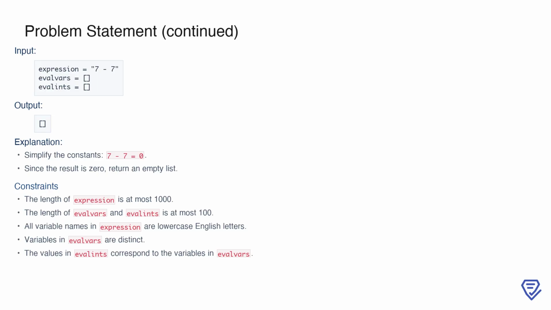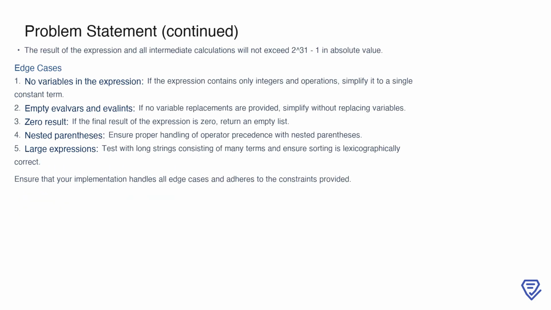The constraints ensure that all inputs are manageable in size, such as limiting the length of the expression to 1,000 characters and the number of known variables to 100. These constraints help guide how the solution should be implemented efficiently. The problem also defines that all intermediate calculations in the final result will not exceed 2 to the power of 31 in absolute value, ensuring we don't need to handle excessively large numbers.